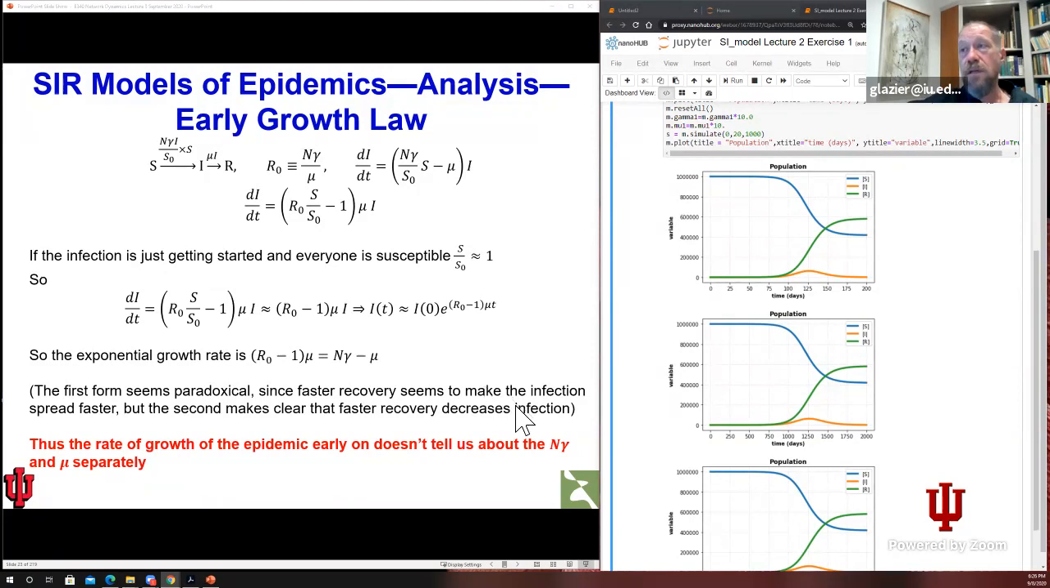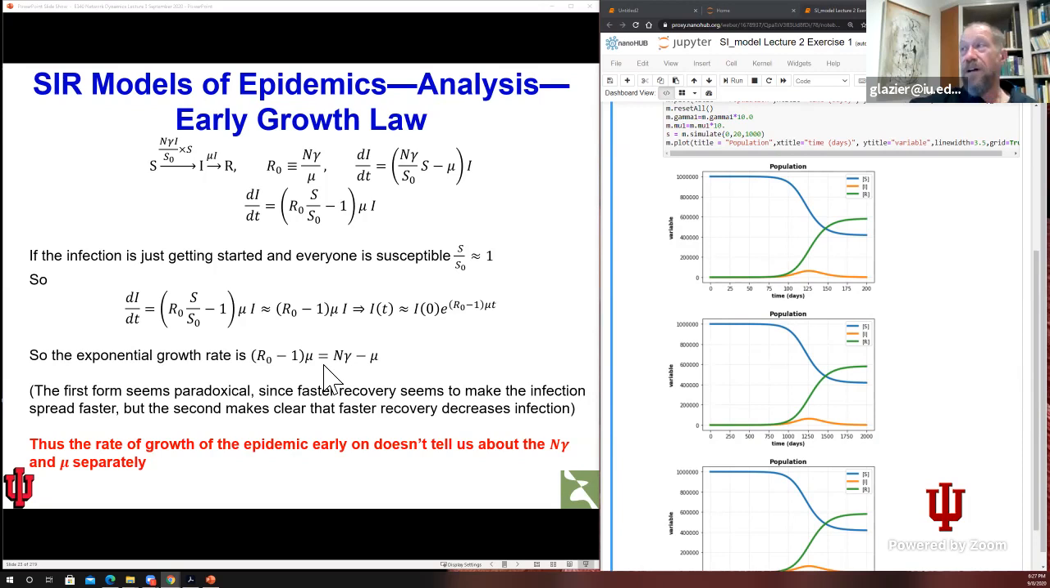The rate of increase is R naught minus 1 times mu. You can measure R naught minus 1 times mu, but you can't measure R naught independently because you don't know what mu is. 1 over mu is really how long people stay infectious, the recovery time. Until you know that, you don't know what R naught is. There was a lot of work done early on trying to calculate R naught from these accelerating curves. The answer is you can't do it.